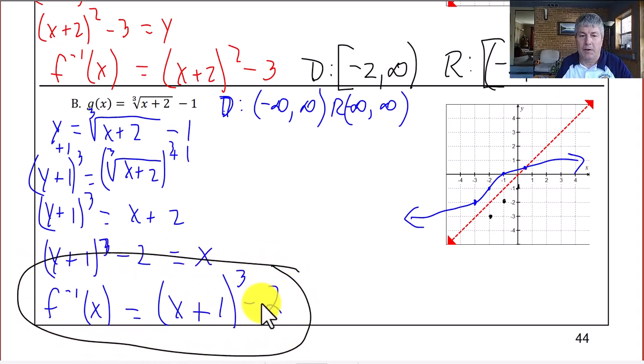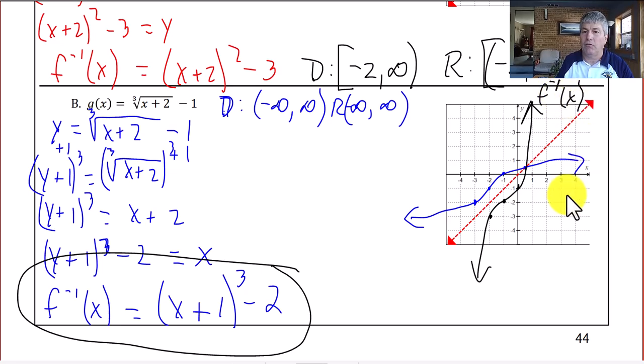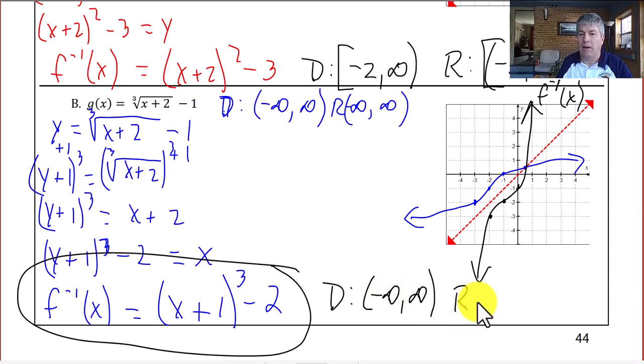And then our inverse function is a cubic function that's shifted 1 unit left and down 2. So 1 unit to the left and down 2. So this is kind of our new 0. And that function is going to look something like that. So here's f inverse, our inverse of x, and then the blue one is f of x, and the domain of that is all real numbers, -infinity to infinity, and our range is also -infinity to infinity.